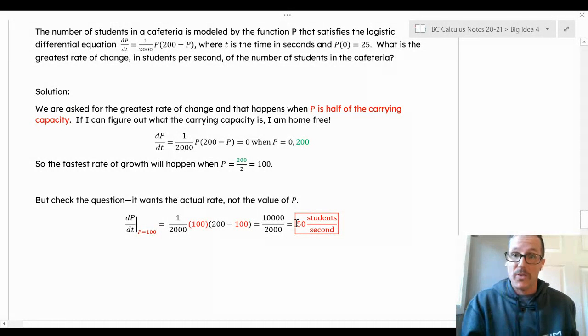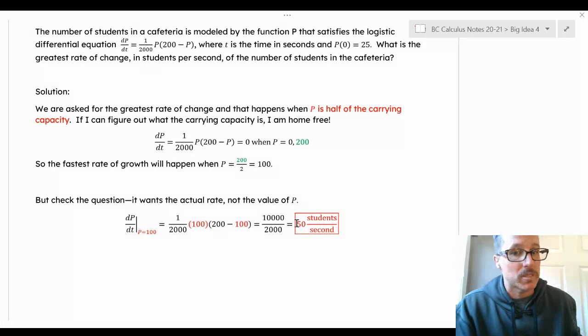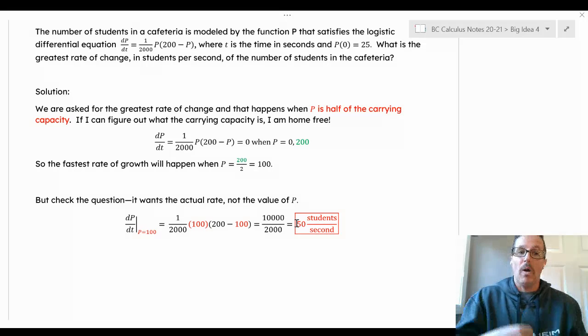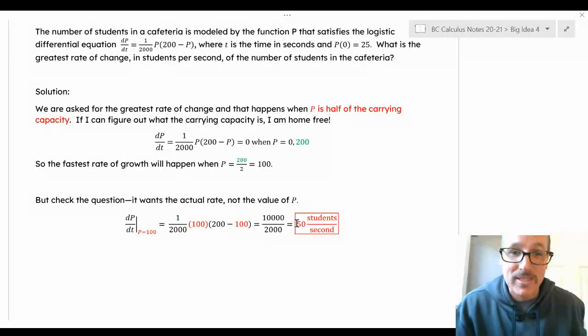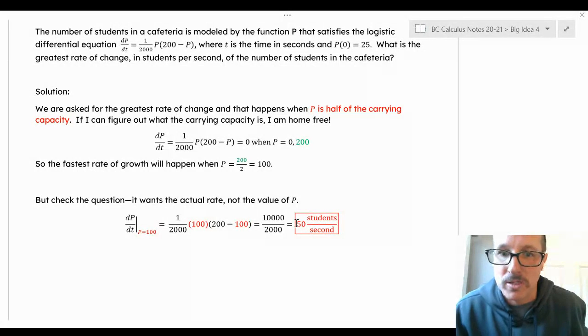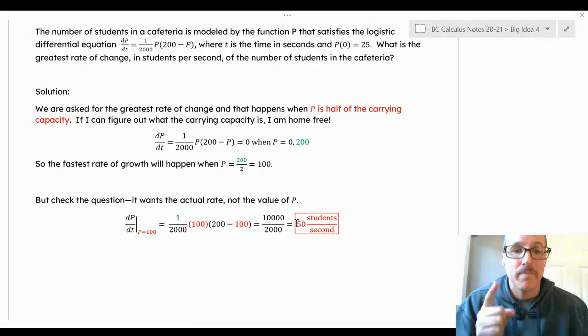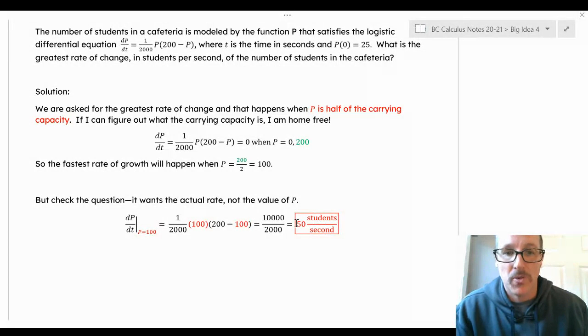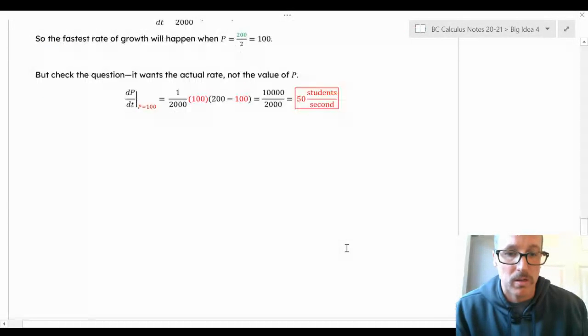So be careful. The ideas here are simple, but sometimes the questions can flip you around. So if the question was asking for what is the population when the rate of growth is the fastest, my answer would be 100 students. But for the rate of growth that is the maximum, I have to sub 100 back into the function for dP/dt. So just be careful to read the question thoroughly and understand what you're looking for.